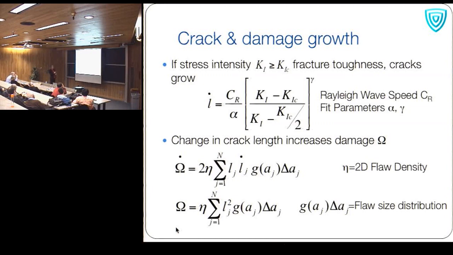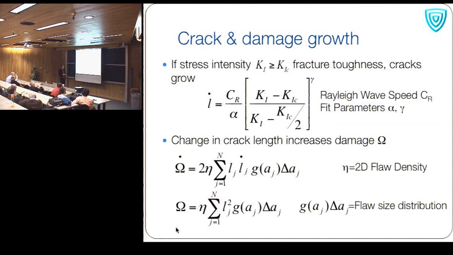Now this change in crack length feeds into our damage measure. Again, I'm presenting a very simple version of damage. That is, eta is the flaw density, so it makes sense. The damage is associated with how many cracks there are, and it's linearly related to that. L is the crack length associated with family J, so we could have multiple different crack families that we're tracking, and we look at how much the crack length changes in that family.